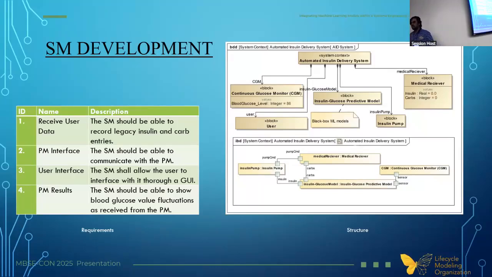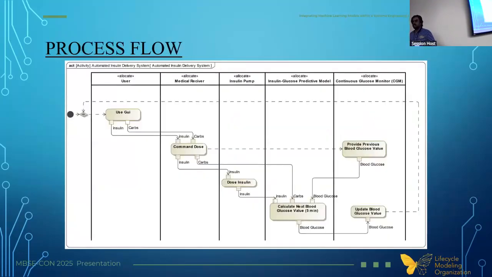I also created an internal block diagram to see how those values work. This was the process flow for how I went about creating this. The user would use a GUI to send an initial value of insulin and carbs. These would go towards understanding how the medical receiver and insulin pump work. The values would ultimately get converted into signals and travel into the predictive model that is hosted outside the system context on a separate server.